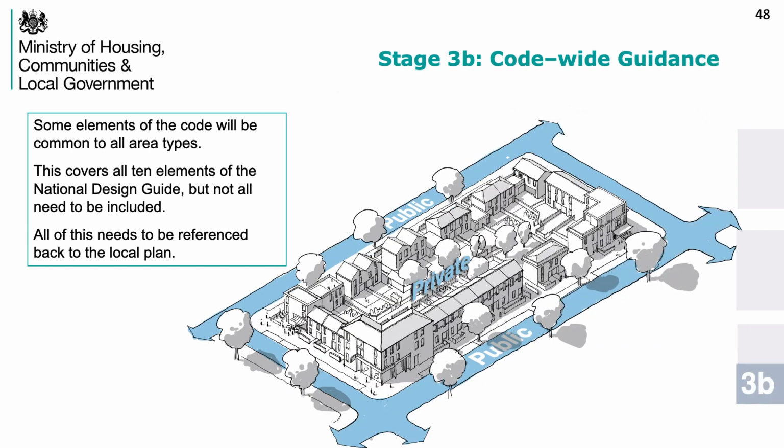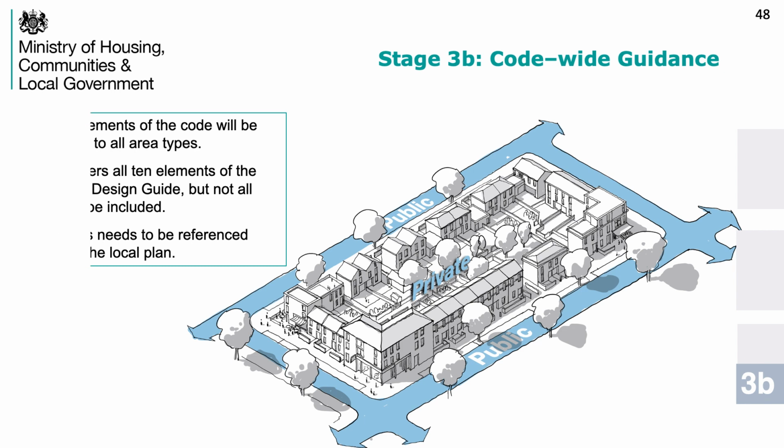Final bit of the guide talks about area code-wide guidance. Now, these are things which don't really vary by area type. They include obviously things like sustainability issues, the standards with regard to housing development, but they also include very basic urban design things like the separation between public and private uses. And I'd say about half the rules in the code don't vary particularly by area type, and therefore would be applicable across the whole of the code area.